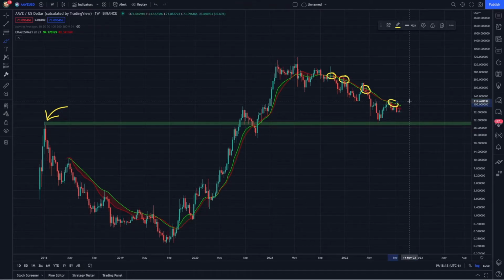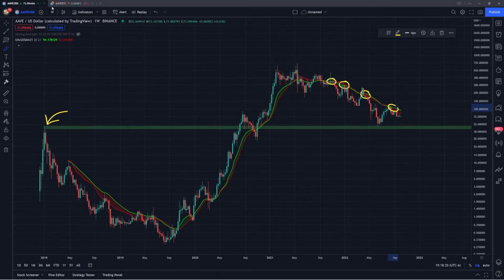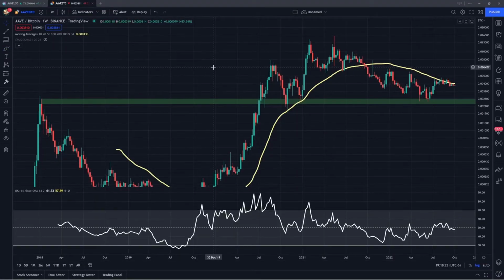So now I want to switch over here back to the AAVE Bitcoin pair. And this is a very important ratio. So basically this is just going to show us the opportunity cost of AAVE, because if those dollars are being invested into AAVE, those are dollars not invested into Bitcoin.